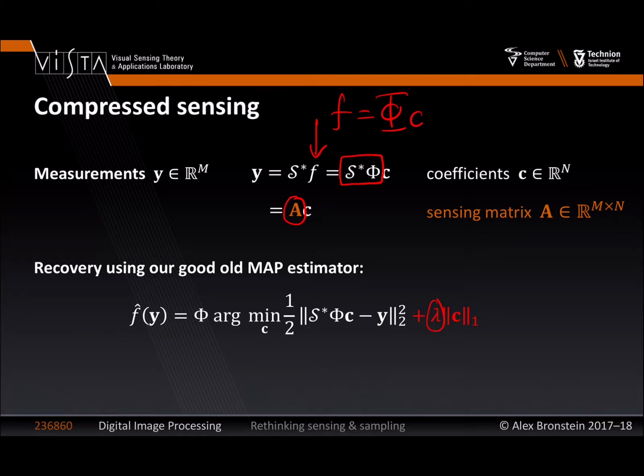And the only thing is that we now have a slightly different likelihood term, the data term. So we are synthesizing the function using Phi from c, and then we are sensing it, and we are producing measurements in the m-dimensional space of measurements, and then we compare it to y. Okay, and we would like to find the coefficients c that minimize this discrepancy, and then we synthesize our function using this linear decoder Phi.